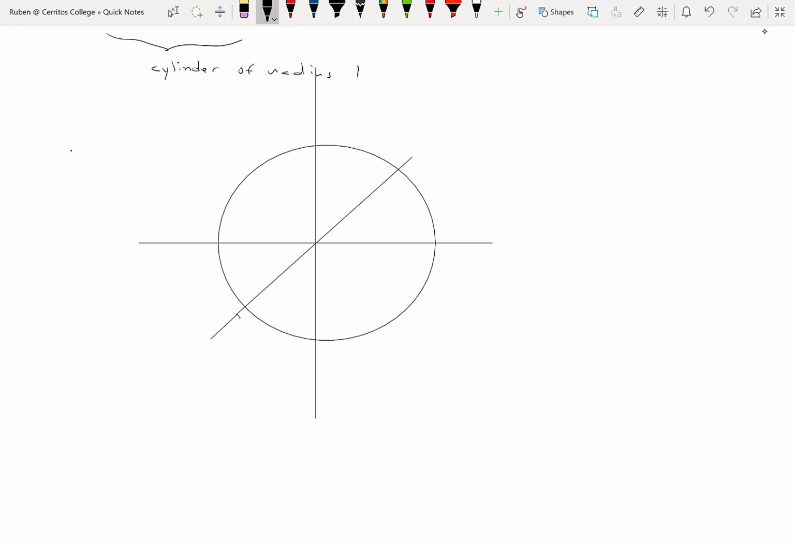So here's our sphere. Here, to give it a little dimension. Here's our sphere, and through this sphere, I'm going to be passing a cylinder.